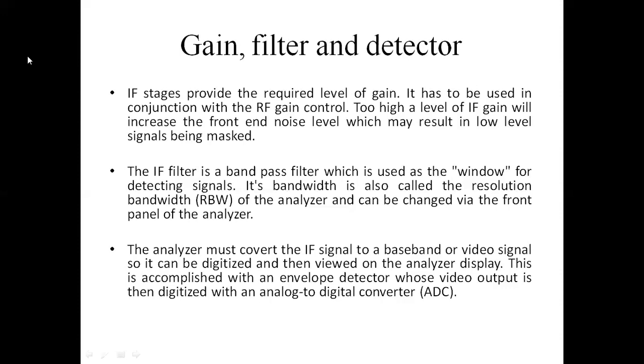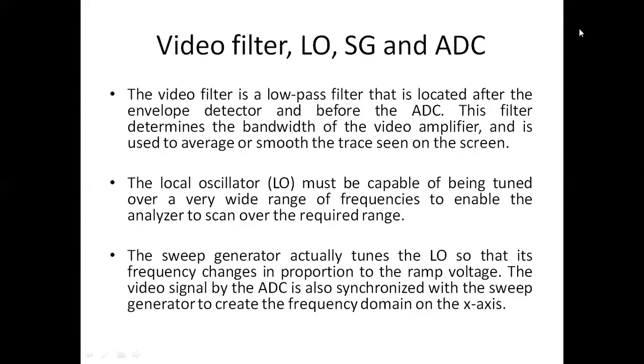The IF filter is a band-pass filter that is used as a window for detecting signals. That is the low frequency baseband signal. Its bandwidth is also called the resolution bandwidth. The analyzer will convert the IF signal to a baseband or video signal so that it can be digitized and viewed on the analyzer display. This is accomplished by using an envelope detector whose video output is then converted into digital using an analog to digital converter.